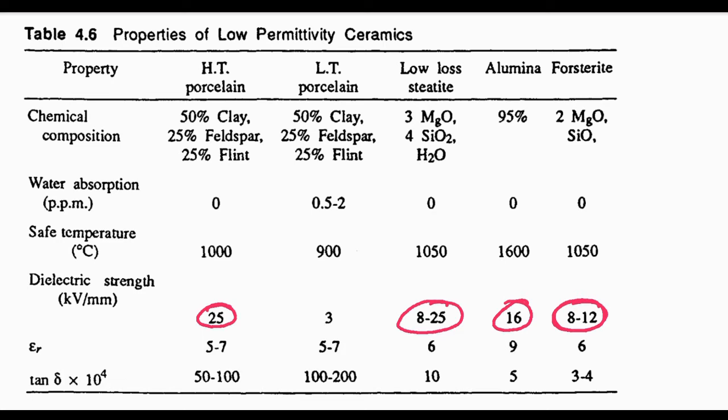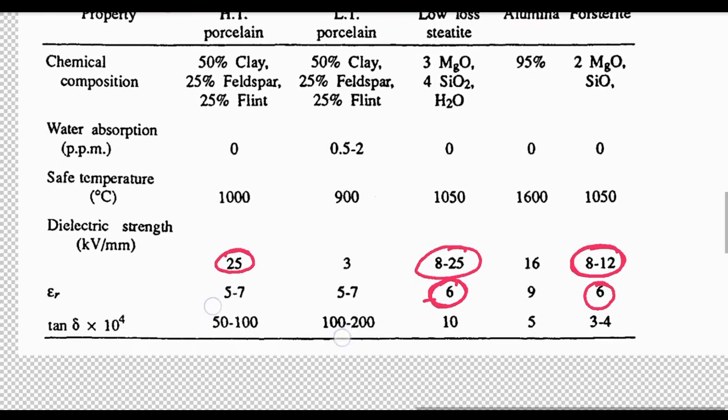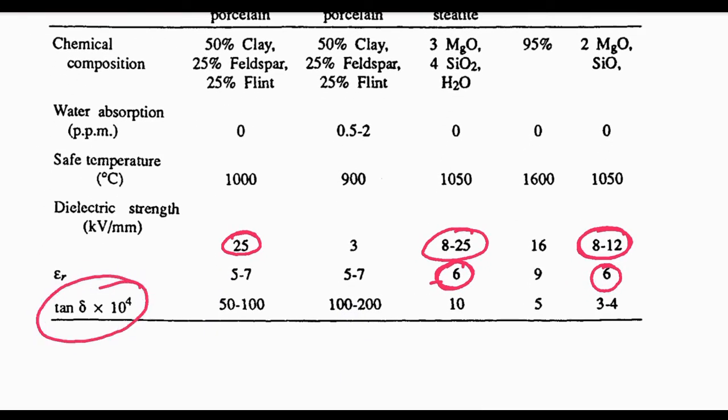Dielectric constant is here, for this one it is 6, and for alumina it is 9, but in this question alumina is not given, so we will not consider this one. Here this one has the highest, that means it is also 6, it is also 6. And then comes the tan delta. Here tan delta into 10 to the power 4 value is given. Here the maximum is 100, maximum is 200, here 10, 5 and 3 to 4.